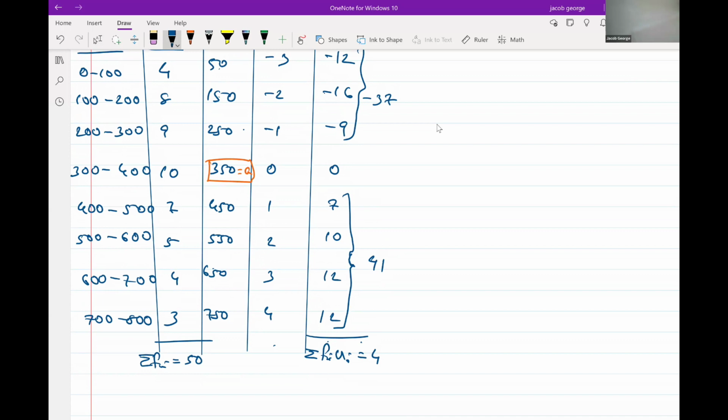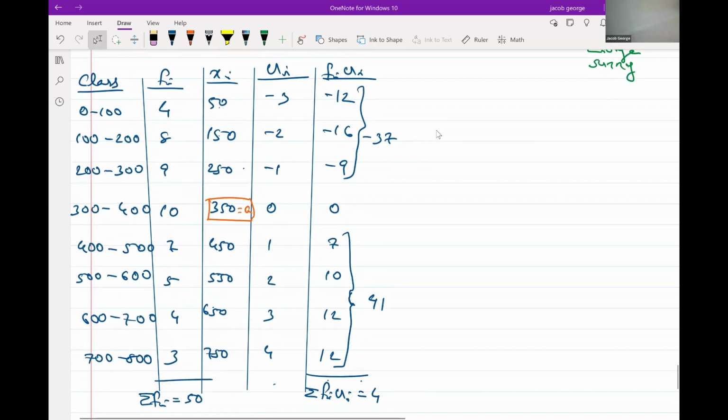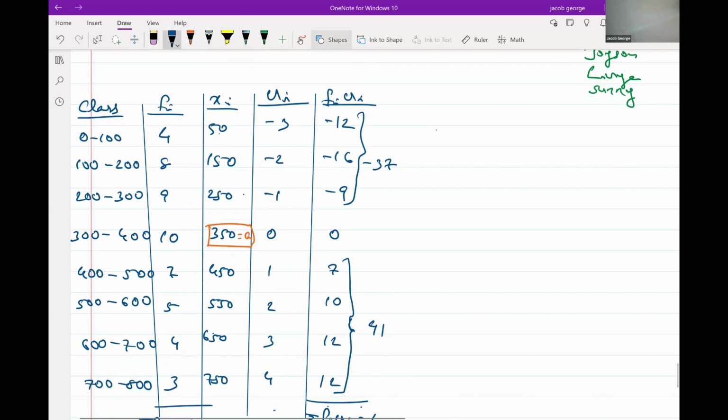Then you will calculate mean. Haider, please listen: ui of that selected A will be 0. Then on top of that, we write -1, -2, -3. And below this 0, we write 1, 2, 3, 4, like this. That is the logic of writing ui. Clear?